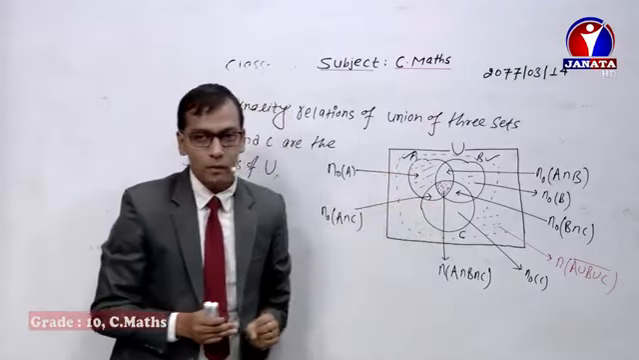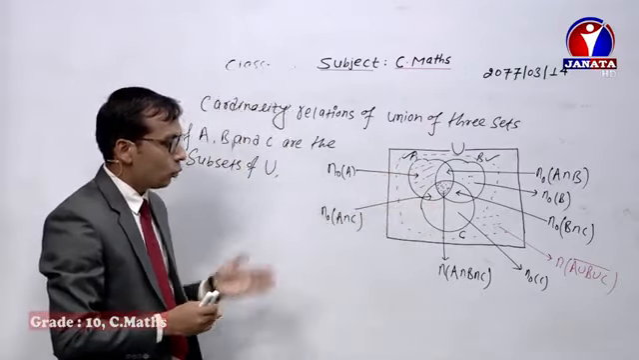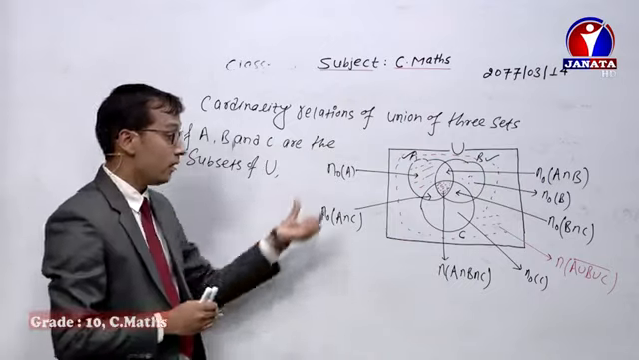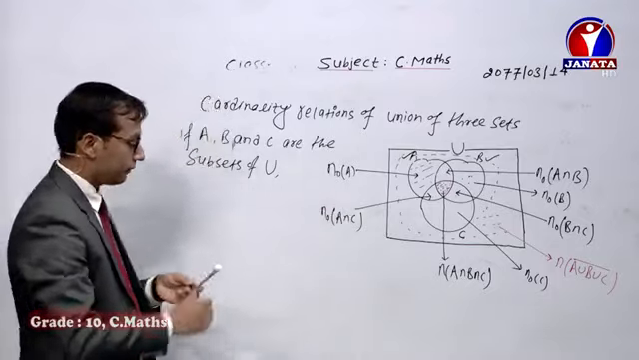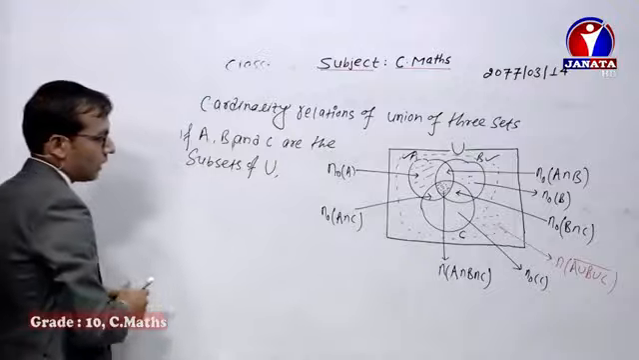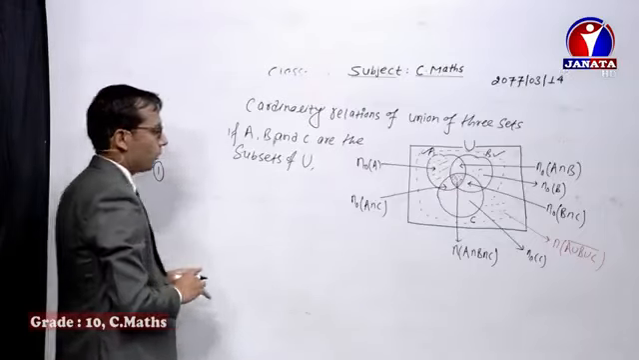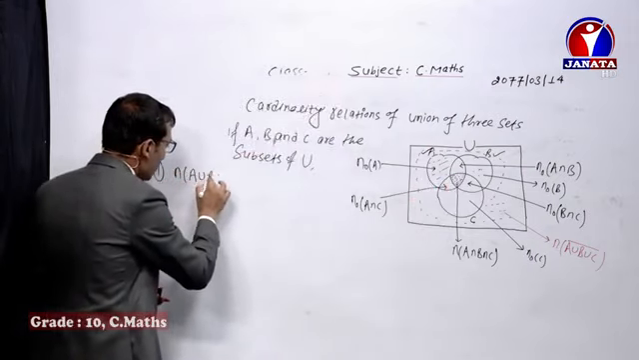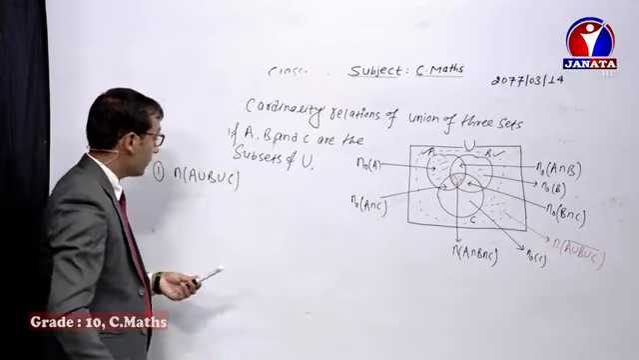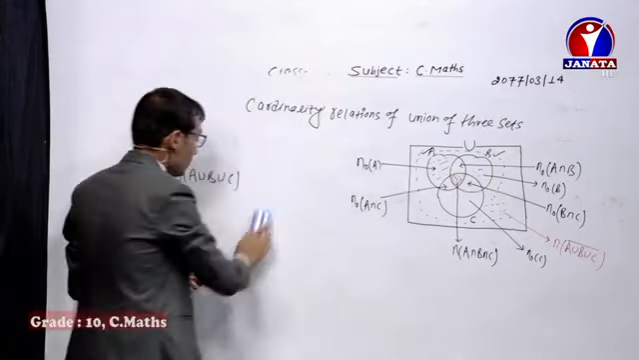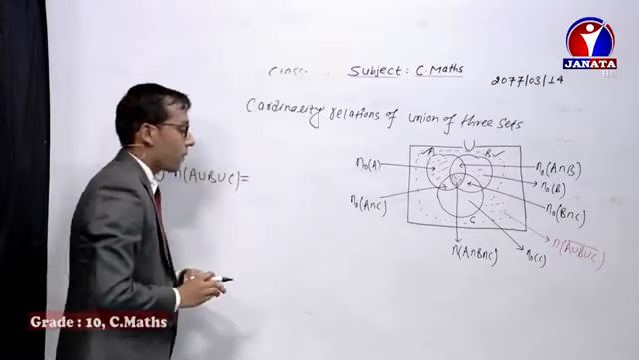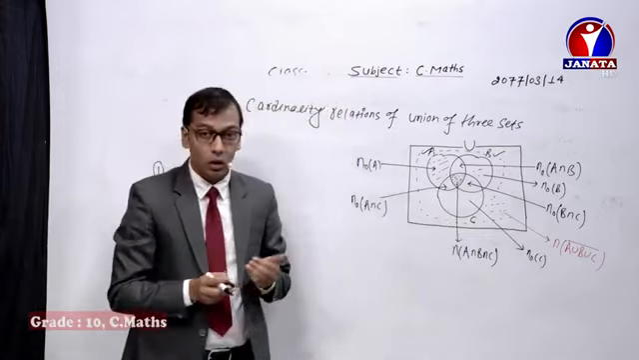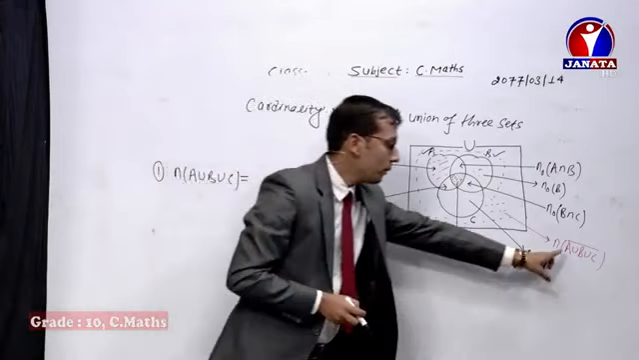So let's draw the diagram and try to write the different set notations by which we can represent different regions in the diagram. So now let me write some formulas with the help of this. What is n of A union B union C? n of A union B union C consists of different regions which are contained by either A or B or C, but we do not include the complement part.